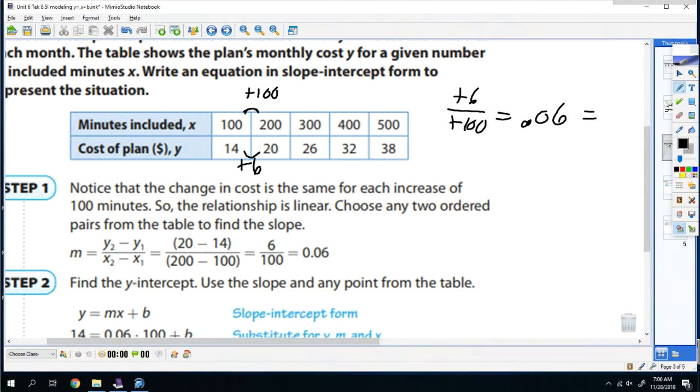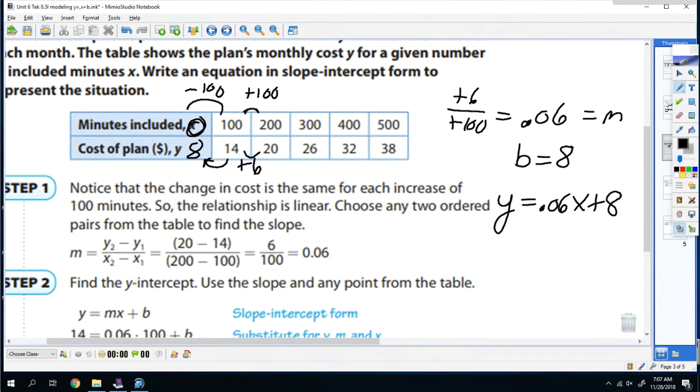So that's my slope. Now I need to figure out where my x is 0. I know for every 100 I go up 6 on y. So if I go down 100 on the x and get to 0, I can go down 6 on y and make that 8. So my y-intercept would be 8. So my equation would be y is equal to 0.06x plus 8. All right, now you try one.